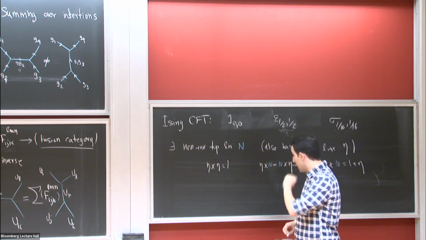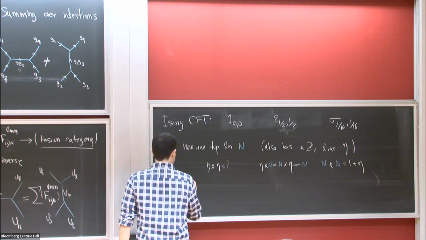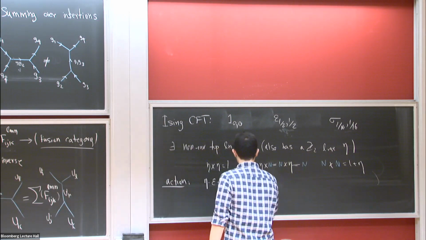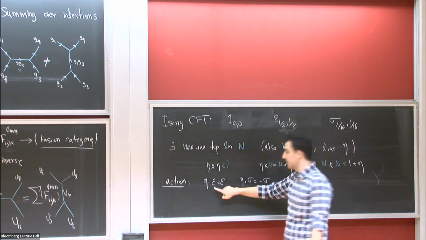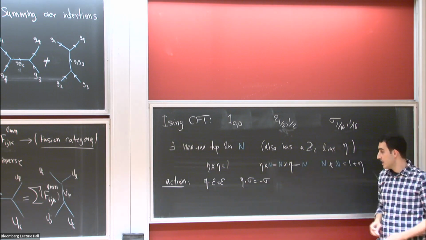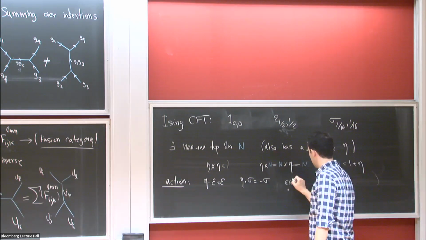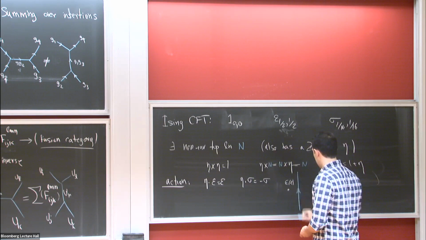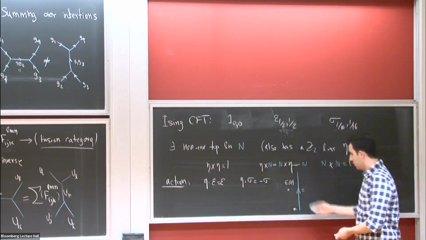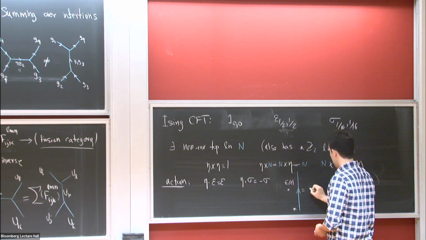Okay, so now let me tell you about this action. How it acts. So eta just acts as ordinary Z2. And we know that this is even and this is odd under the Z2 symmetry. But the action of the non-invertible line is a little bit more interesting. So the way that it acts on the energy operator: let's say I have this non-invertible line and I push it through epsilon. I just get a minus sign.